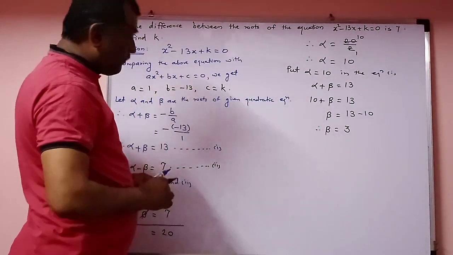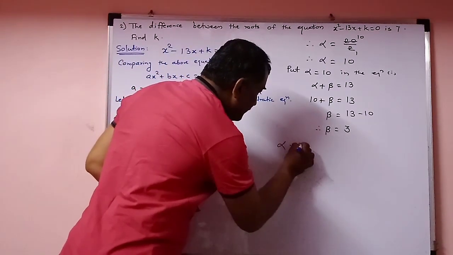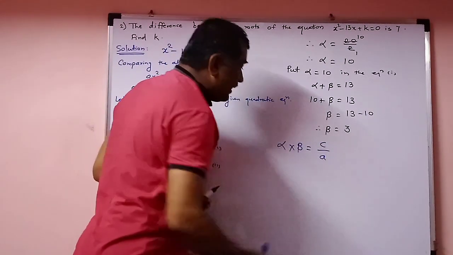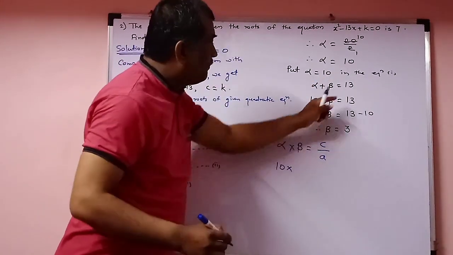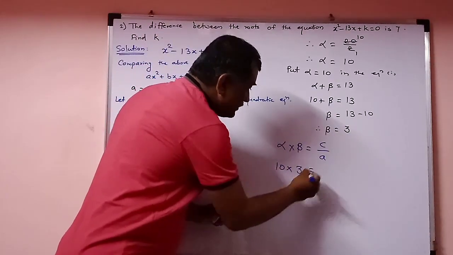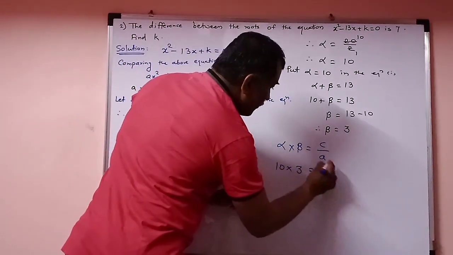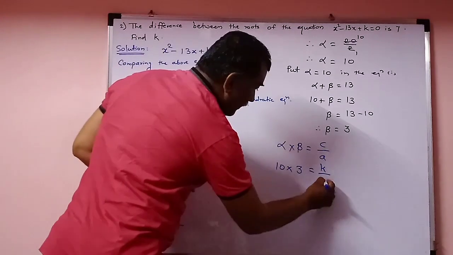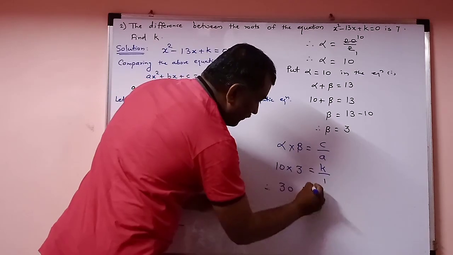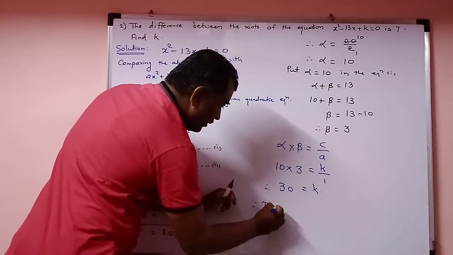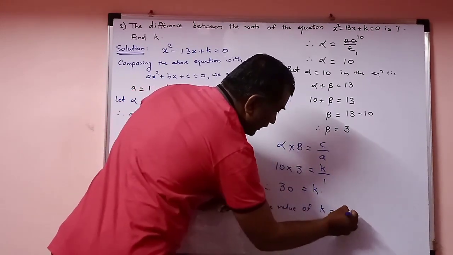Now see what we know: the product of the roots of a quadratic equation is c upon a, means alpha into beta is equal to c upon a. Value of alpha is 10 into value of beta is 3 is equal to value of c. Value of c is k upon value of a is 1. Therefore 10 3s are 30 is equal to k upon 1, k. Therefore the value of k is equal to 30.